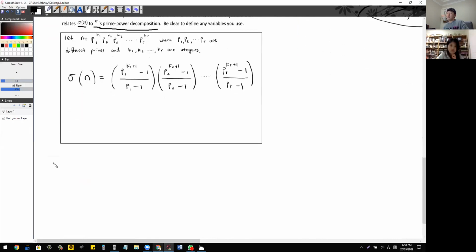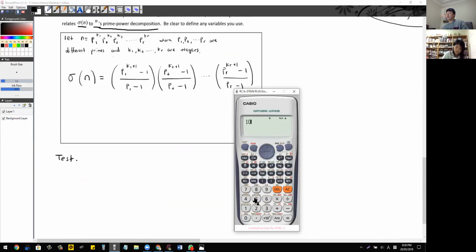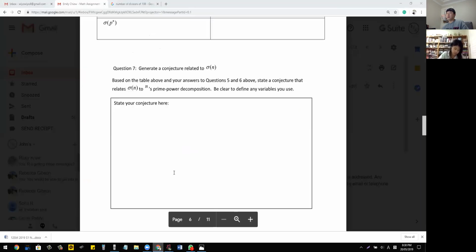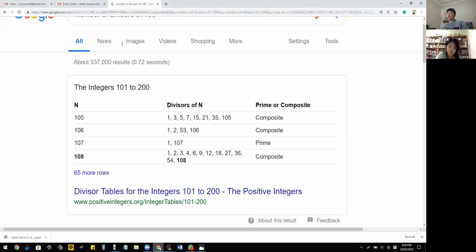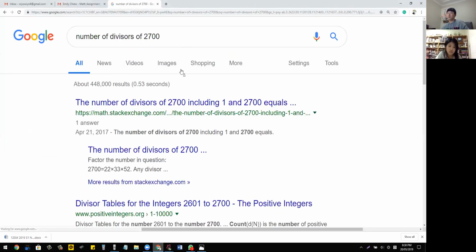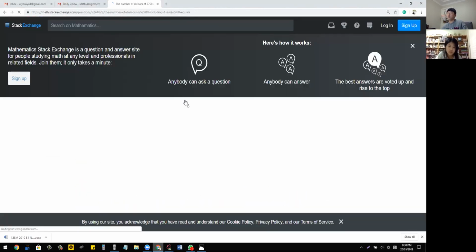So let's just test it, okay? Yeah. So I'm going to use, we used 108 before, right? Yeah. So maybe we're going to use 2,700. 2,700. And divisors of 2,700. Well, there are a lot, you know? Yeah.